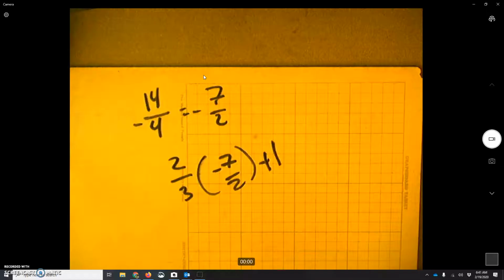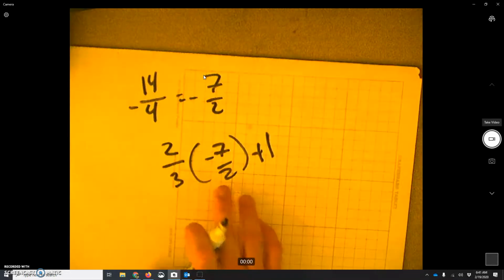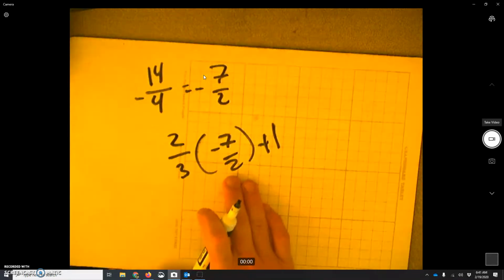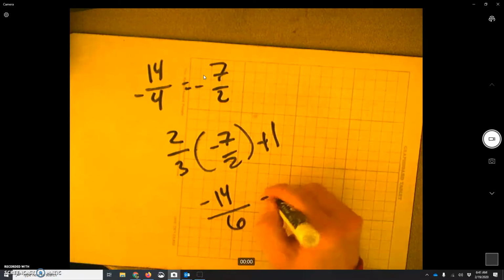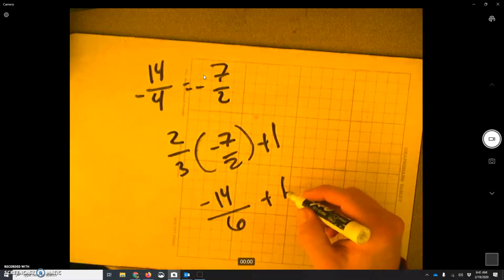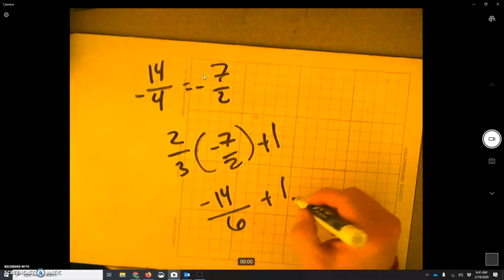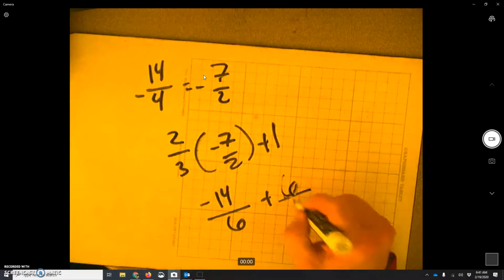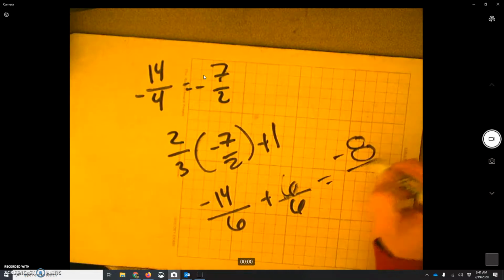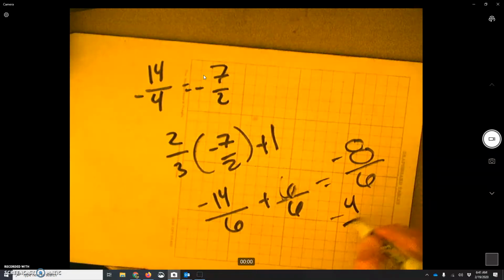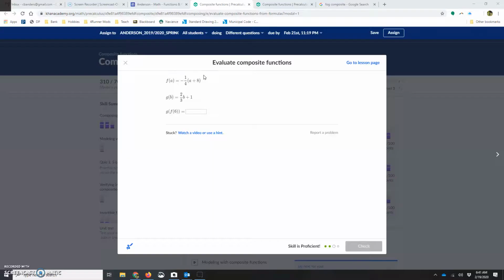Okay, so I wrote down the next equation. So we're doing 2/3 times negative 7/2. So when you multiply fractions, it's not that hard. You just do 2 times 7 is negative 14. And 3 times 2 is 6, plus 1. This 1, let's rewrite it into a fraction where we have it over 6. So if we multiply both by 6, we get 6 over 6. Negative 14 plus 6 gives us negative 8 over 6. And this simplifies to negative 4 over 3. Let's see if that's right. And we are. Last question.